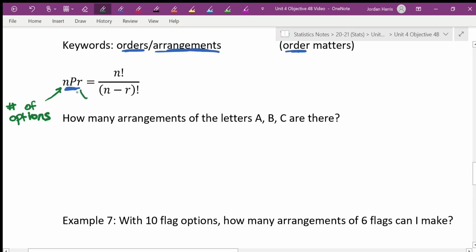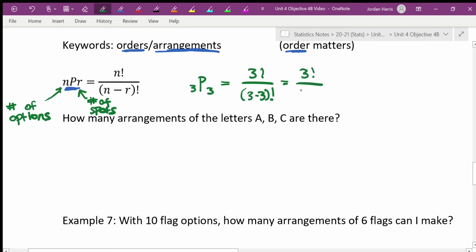And we also need r. r is the number of spots we're going to fill. In this case, we're going to arrange all 3 letters. So we have the same number of options and spots. Okay, so 3 is n and 3 is r. So we would write out 3P3, which we could use this formula. It'd be 3 factorial over 3 minus 3 factorial, which actually is an important thing to talk about.